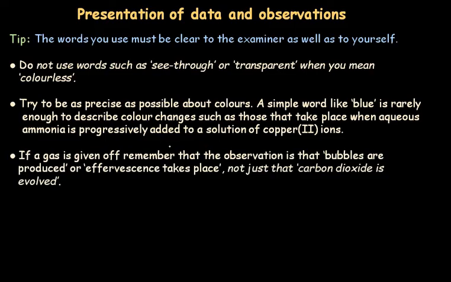Now in one of the experiments, if a gas is given off, then we can't just directly write that carbon dioxide is evolved. We need to write the first observation as bubbles, or effervescence, and then describe further that the bubbles produced were carbon dioxide by some more tests.